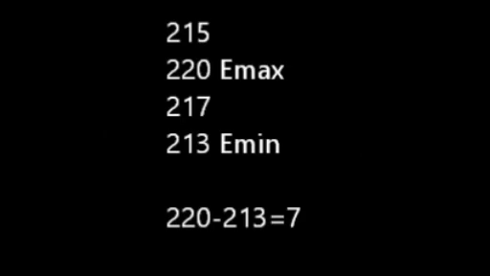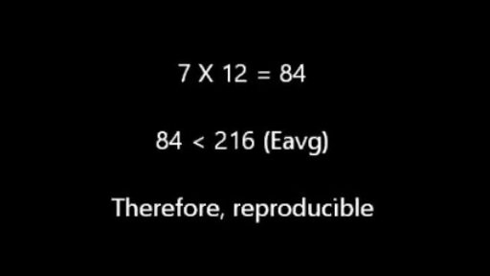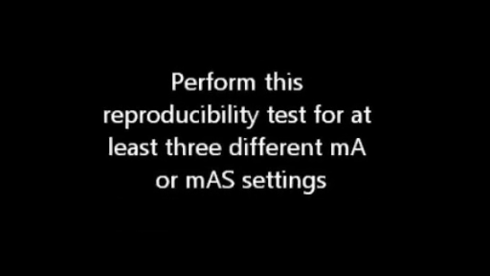In this case, 220 minus 213 is 7. 7 times 12 is 84, which is less than the average exposure of 216 millirem. Therefore, the 100 mA small focal spot is reproducible.